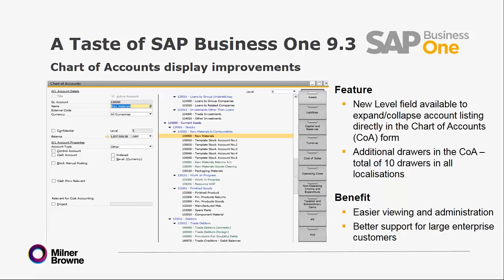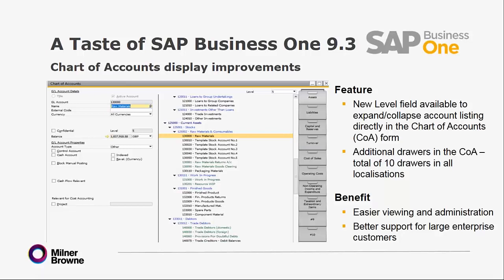Also, the eagle-eyed amongst you may have noticed that at the bottom of the drawers there are a couple of extra ones now, just numbered here 9 and 10. So these additional drawers can be used if required. What this does is brings all the localizations in line with each other. So some localizations already needed these extra drawers, but it means now that everything's the same, which again does make it easier if you're operating in a multi-localization environment and you want to make sure that your chart of accounts structure matches across all of those localizations.